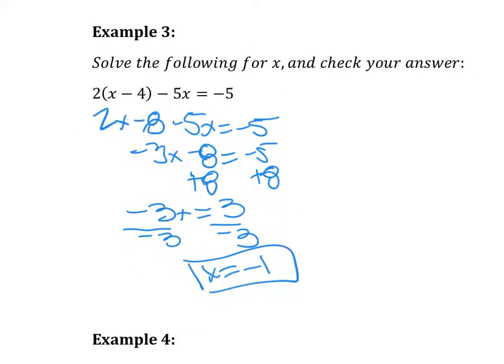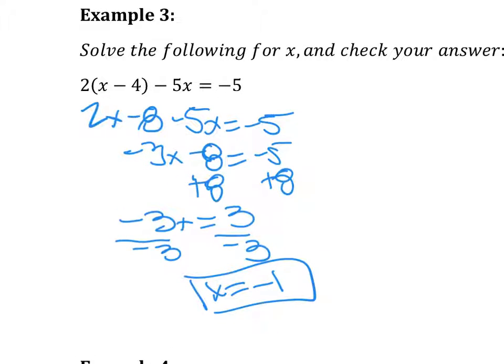Okay, our next one. This one you did have to distribute. But then the x terms are already on the same side. So once you combined like terms, 2x minus 5x, then all you had to do was solve for x. So add 8 on both sides and then divide by negative 3, which would give you x equals negative 1.